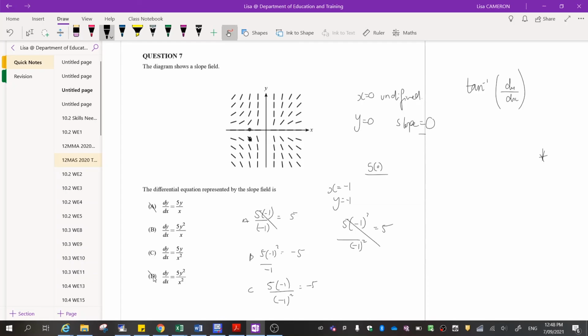So let's now think about testing another coordinate. Okay, we're going to test this coordinate just above it just to see what happens. So we're going to be testing when x is equal to -1 and y is equal to +1. Okay, so let's start substituting in some values. So here we're going to have 5 times 1 squared over -1, which makes that to be -5. So it's not going to be that one. Let's test the next one. 5 times 1 divided by (-1) squared makes that +5. That's the one that fits both of those points, so that's the one that we're going to keep.